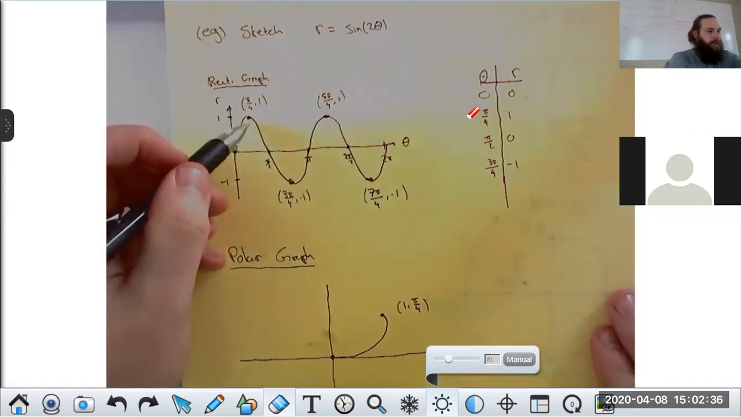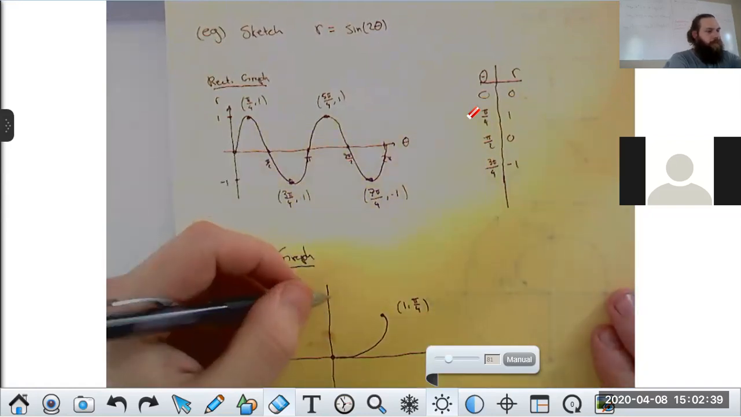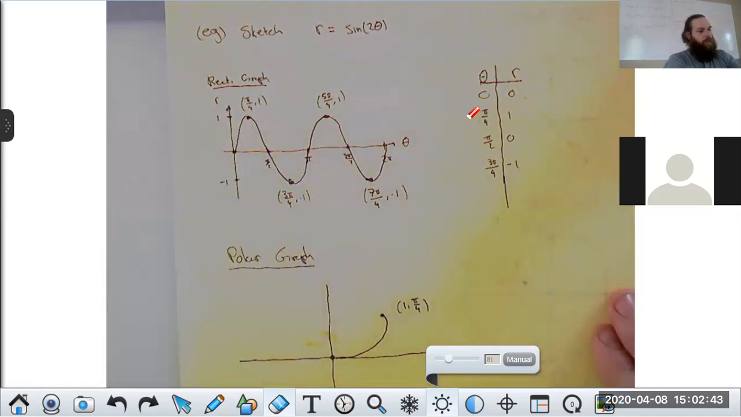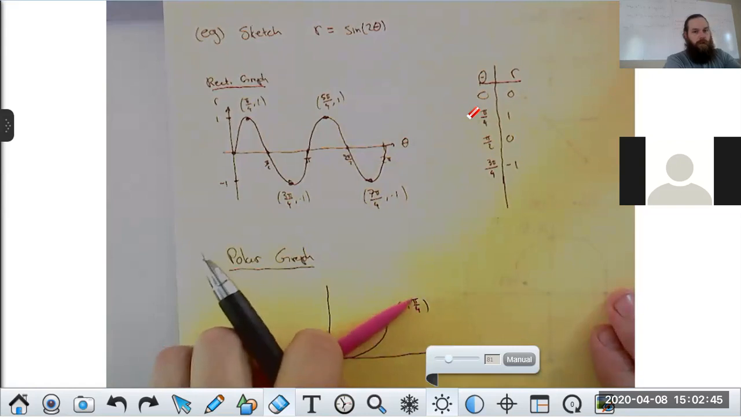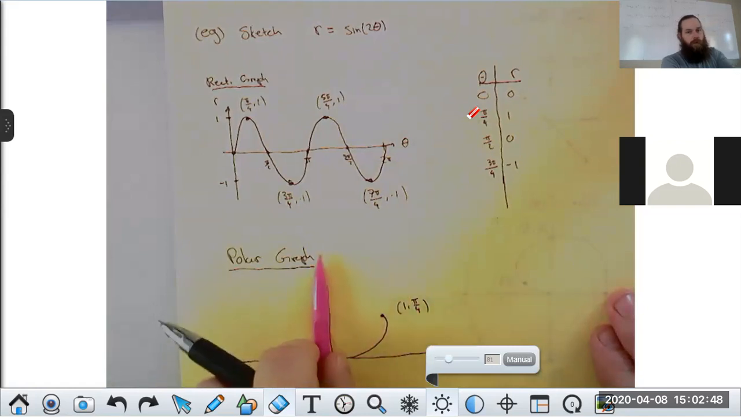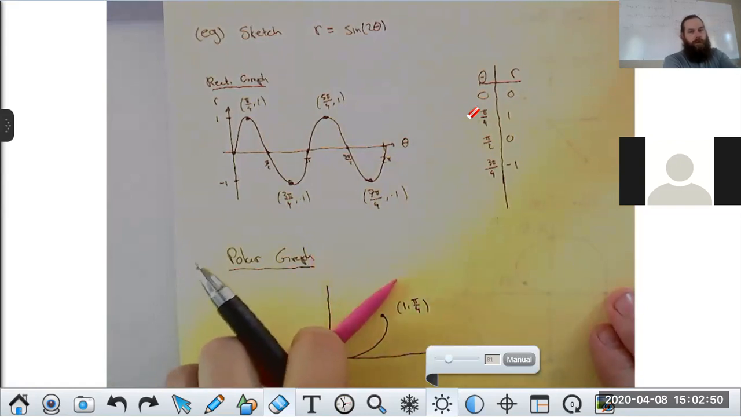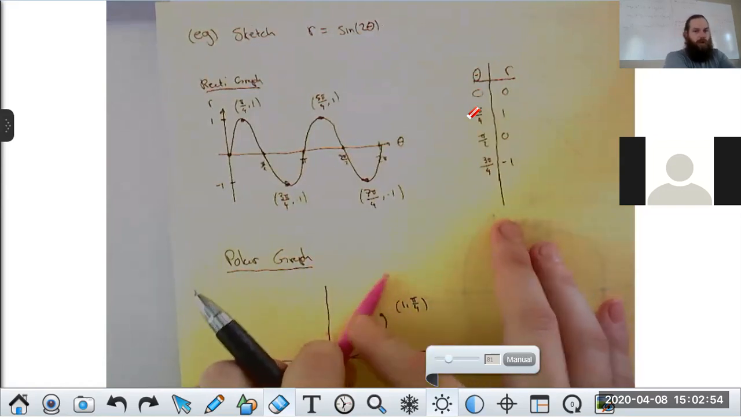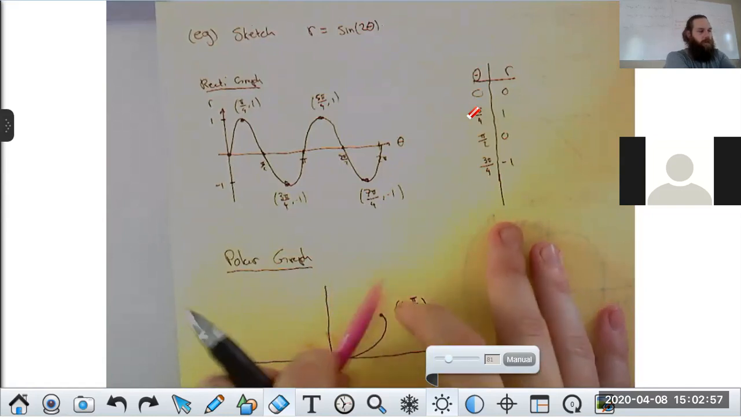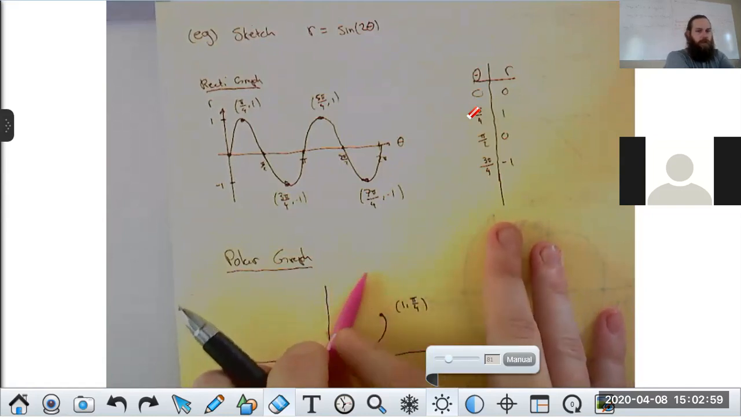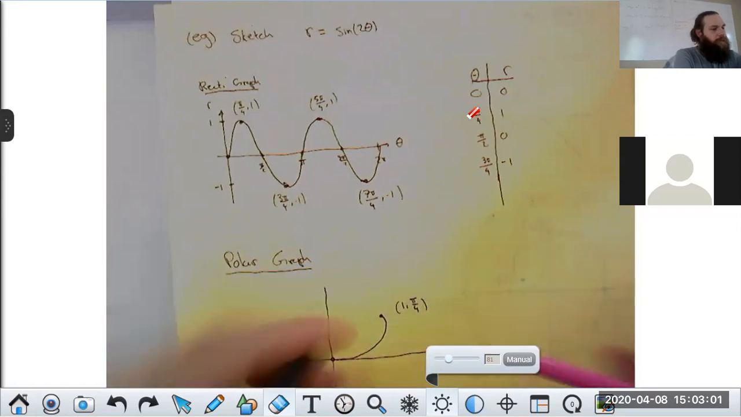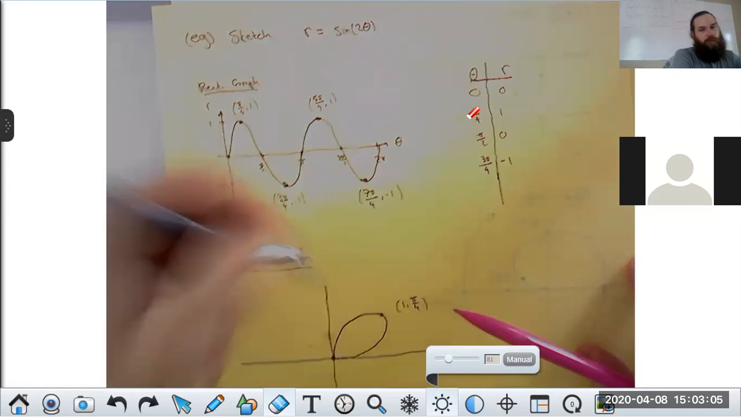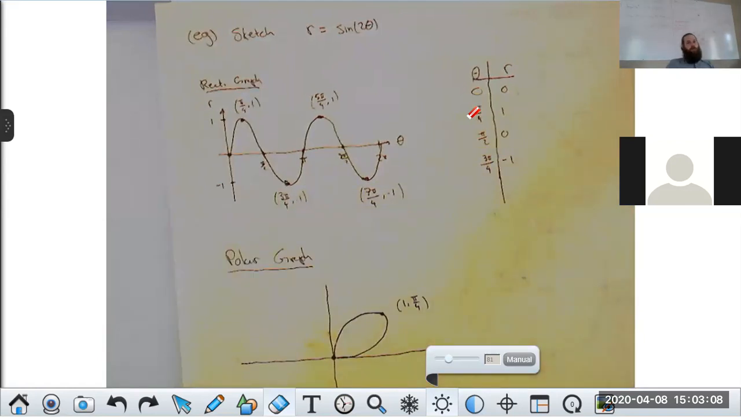Now, as theta continues to rotate from pi over 4 towards pi over 2, r comes back to 0. So I imagine that arm rotating from here to here. And what happens as that arm rotates is my dot starts coming in. If you trace the path that my finger just made, it would look like this. And so that's what the polar graph looks like.